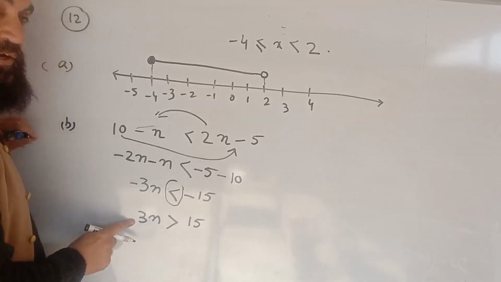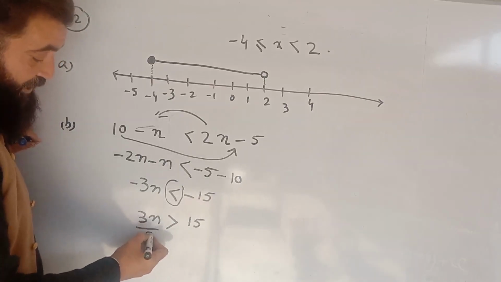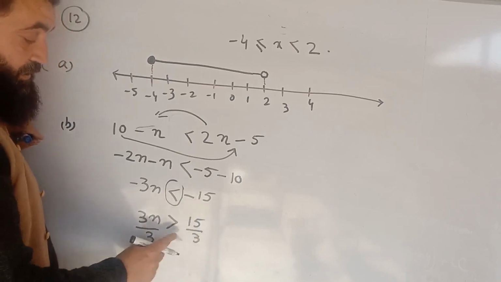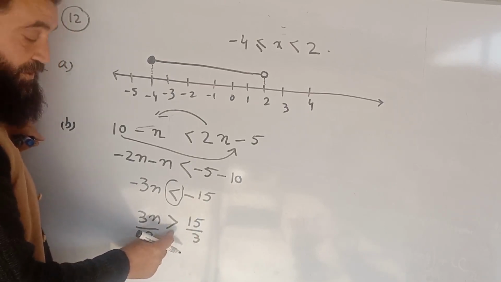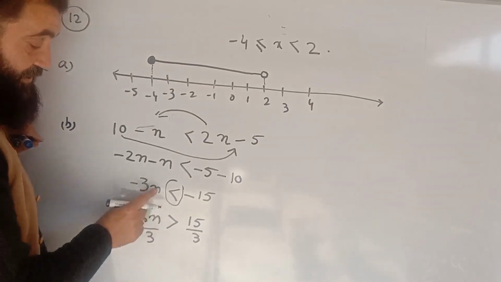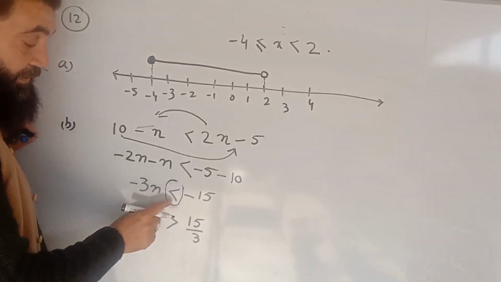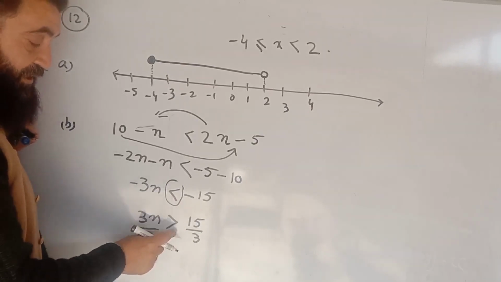Now this 3 is positive, we can divide it. We divide both sides by 3. Because it's a positive number, this sign will not change. If we divide by a negative number, this will change. As if we divide or multiply with -3, or -1, on both sides, this less than sign becomes greater than.